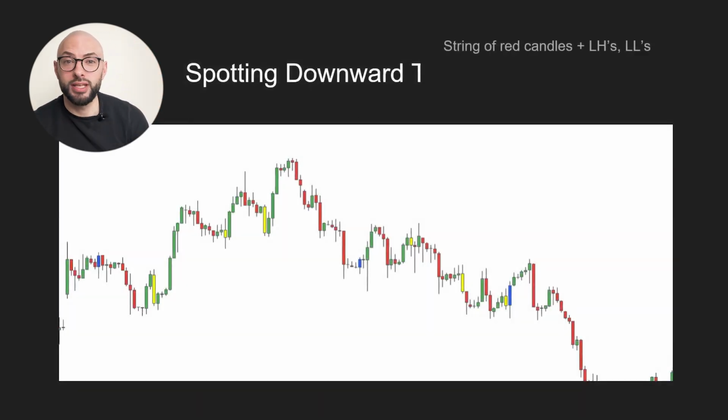So next is spotting a downward trend. So what you look for is a series of red candles that indicates bearish momentum. So you can see here we have lots of downward red candles here.